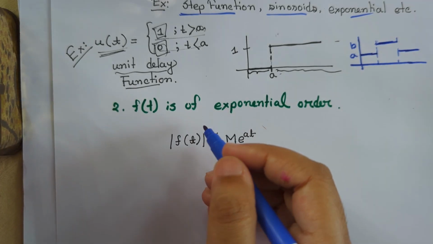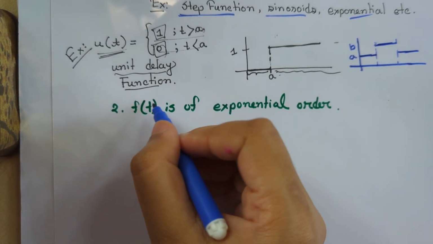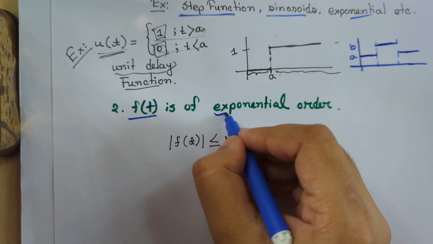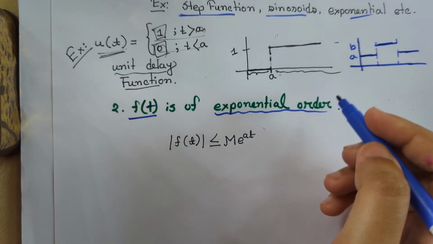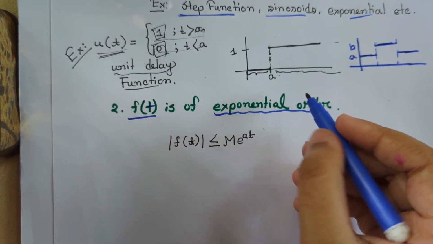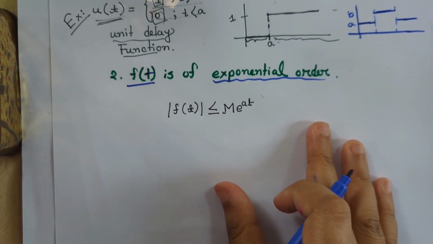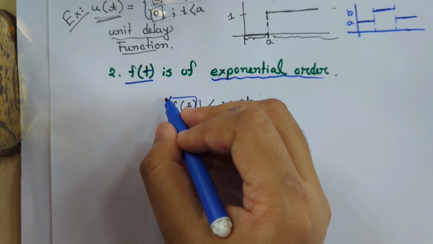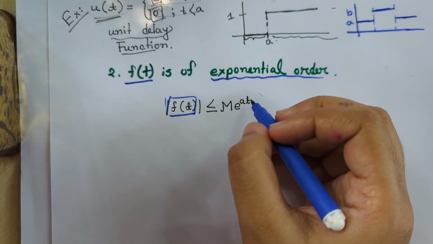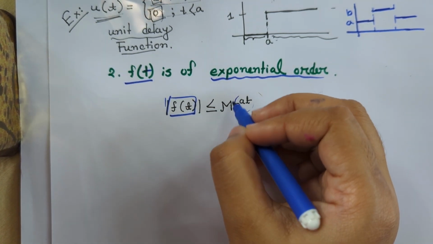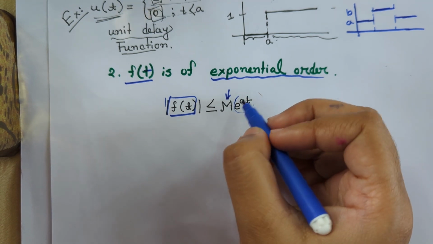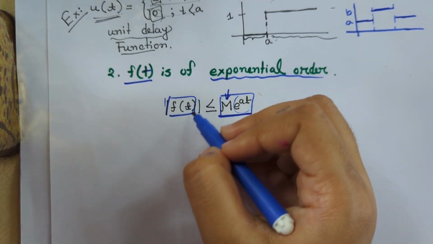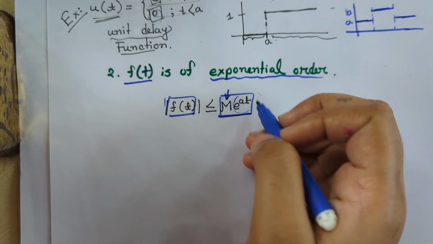Let's see the second condition of this Laplace transform. The given function f of t must be of exponential order. Now what is exponential order? This is our given function. The value of our given function must be lower than an exponential function. Suppose m is a constant, and this is a function of exponential order. So our function f of t must be lower than or equal to this expression.